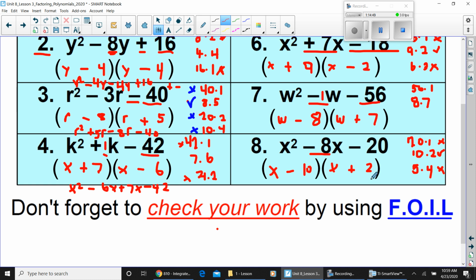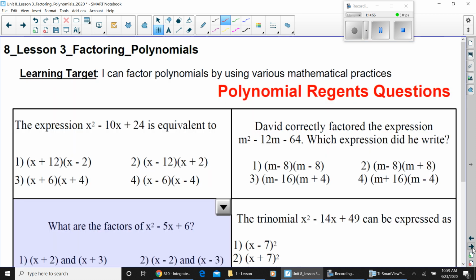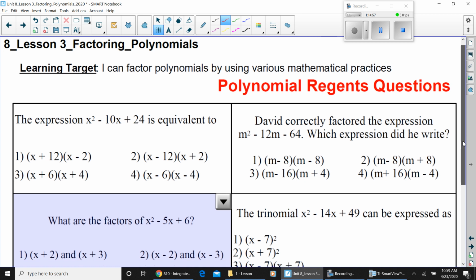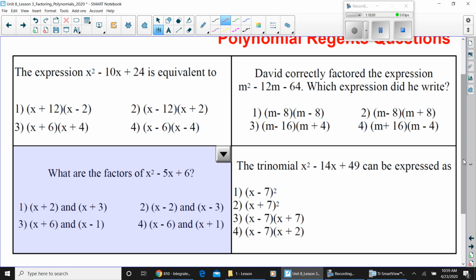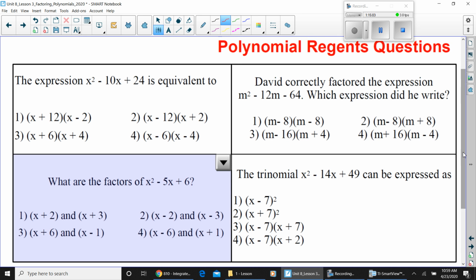All right, so that's basically how you do it. Check your work using FOIL all the time, and that's about it. These are Regents problems, and the Regents problems, you should really be concentrating on these. See if you could do all 4, and we'll come back with the answers. Show your work. Press pause now.